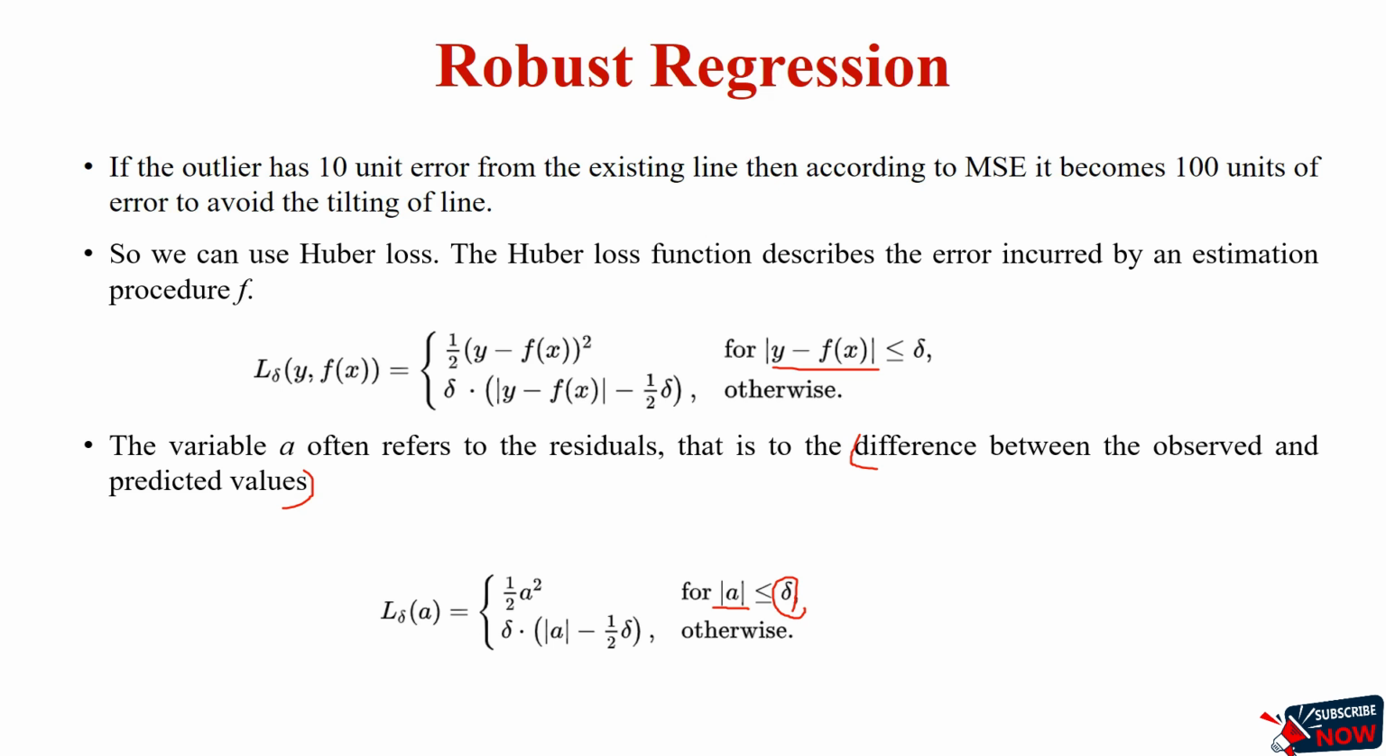If this modulus of a is less than or equal to this threshold, the loss is computed as half into a square. In case the modulus of a is greater than the threshold, we will be using this equation to compute the loss: threshold value into modulus of a minus half into the threshold.